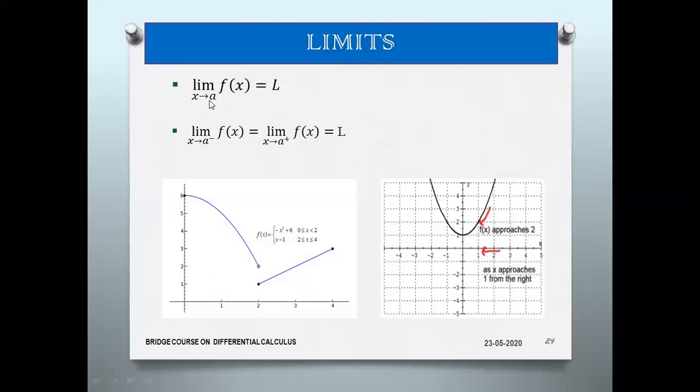Of course, x and a are in the same set, so you have to understand that. x approaches small a, where small a is some integer or some real number. So the limit as x tends to a of f of x is nothing but a finite quantity, that is capital L. And also, we must have the limit as x tends to a minus of f of x equal to the limit as x tends to a plus of f of x, equal to capital L.